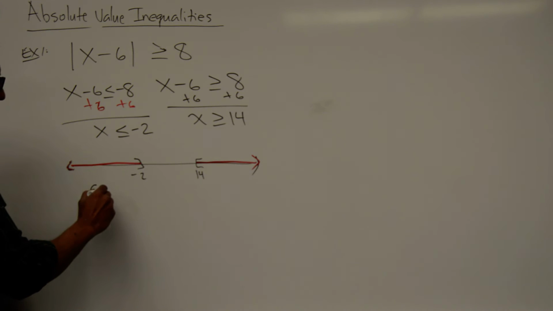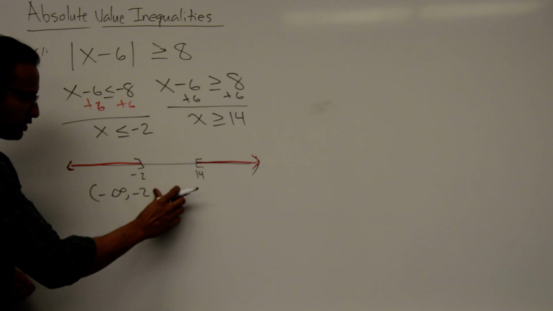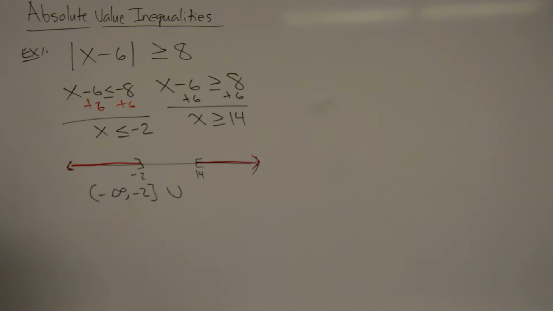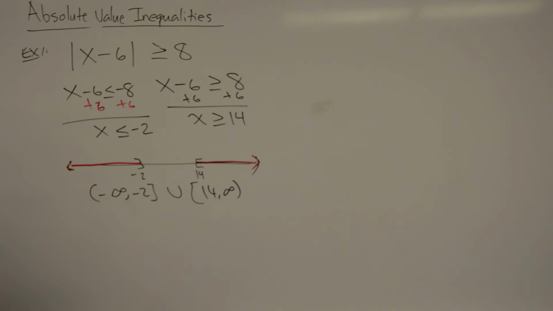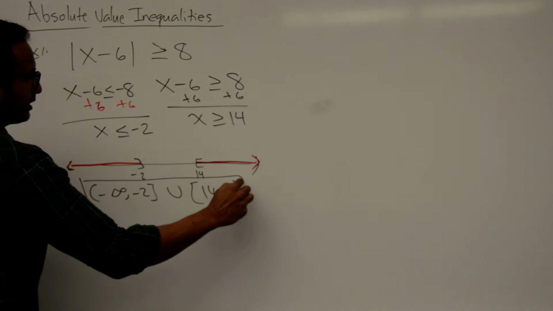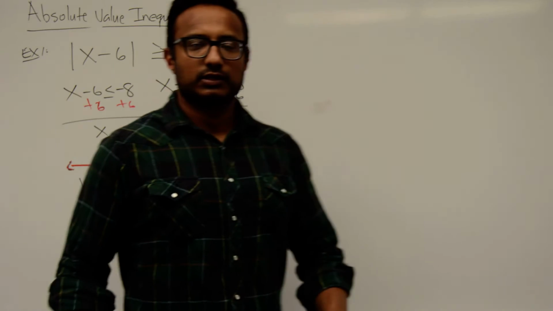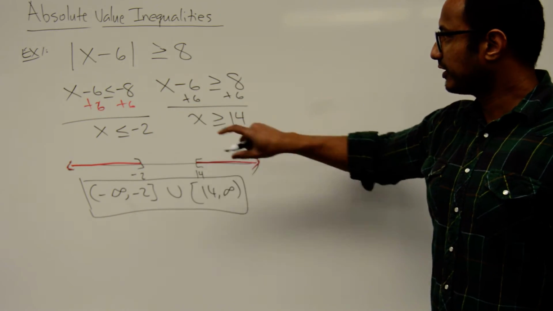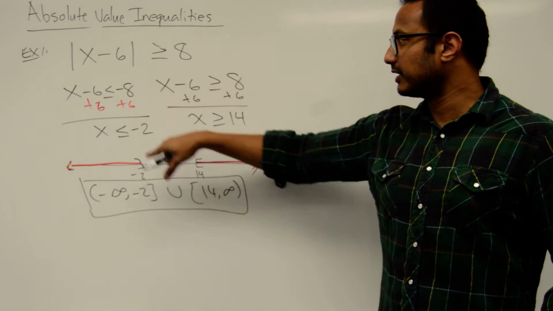How do you write this? The left is going to be negative infinity, comma, negative 2. The low point is negative infinity, high point is negative 2, and there should be a bracket. We have a gap, we have a disjoint set, so we put a union. And on the other side, we're going to have 14, comma, infinity. So this will be your answer in interval notation. Okay, so that's your first example. So remember, for both cases, for the greater than or less than, you write the original inequality, then you flip the inequality and you change the sign. If it's a positive, you make it into a negative.